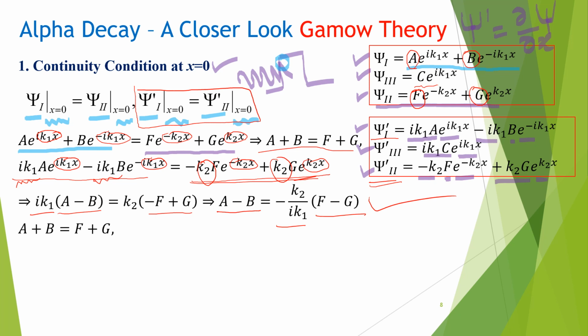And the other equation that we had is a plus b is equal to f plus g. Now these expressions we can further explore to rewrite a minus b equal to minus k2 upon i times k1 times f minus g, that we have already done. So here I have rewritten this so that we can further evaluate for a and b.